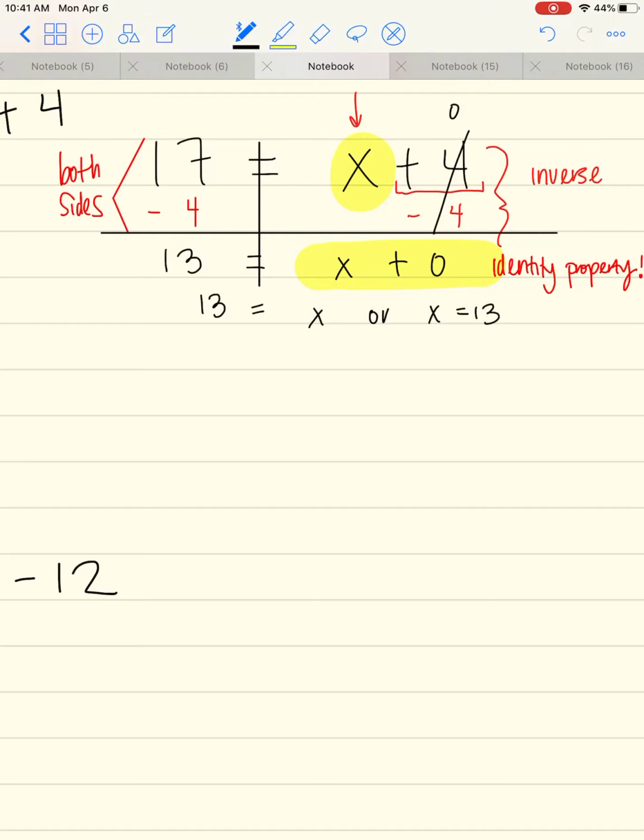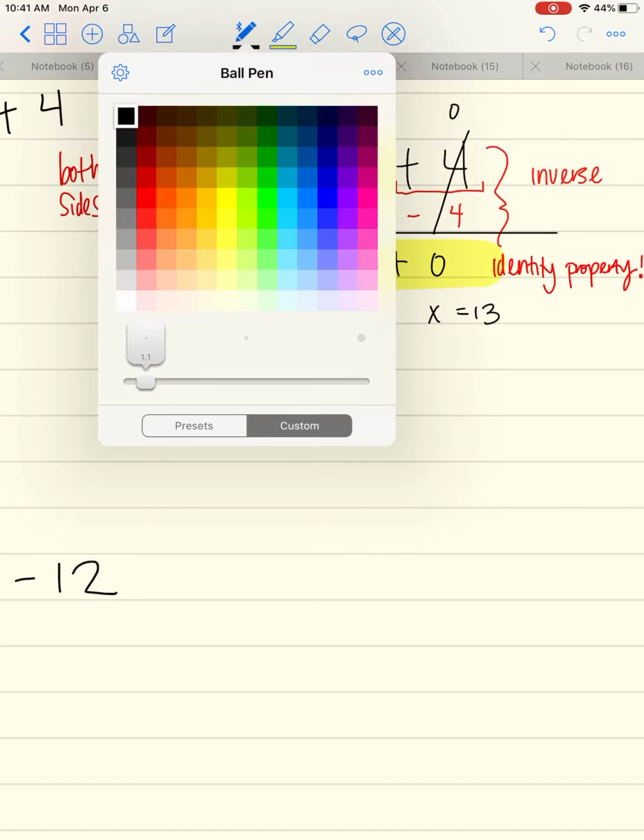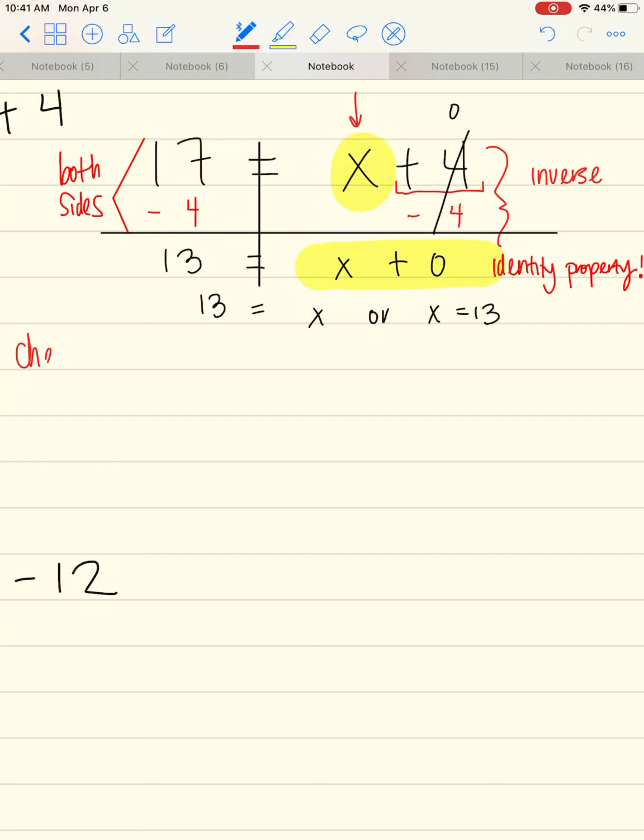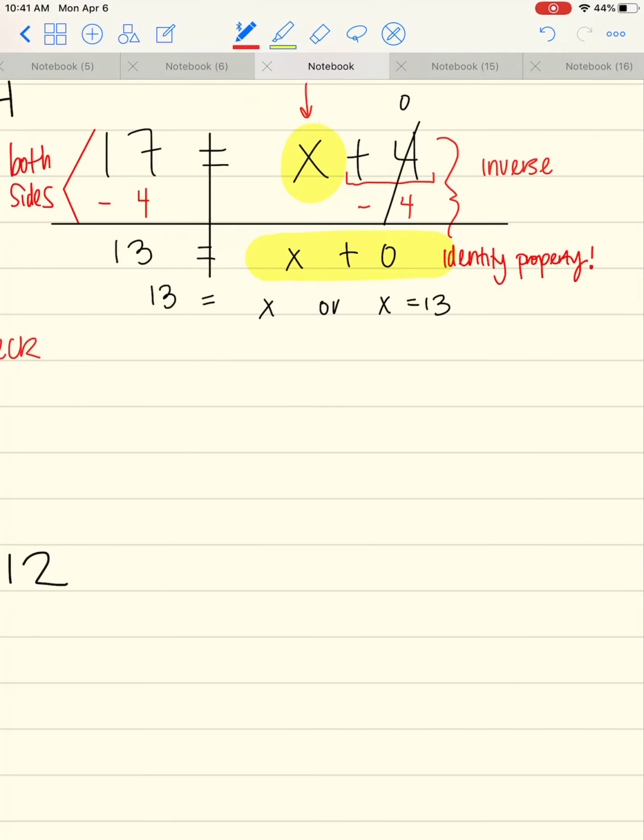Now, the very last step you want to do is check it. So I'm going to go ahead and do my final step, which is to check my solution, because my solution, this right here, is 13. And remember, an equation only has one solution ever, because there is no other number that you can put in the place of x that is not 13 that will give you back 17, right?